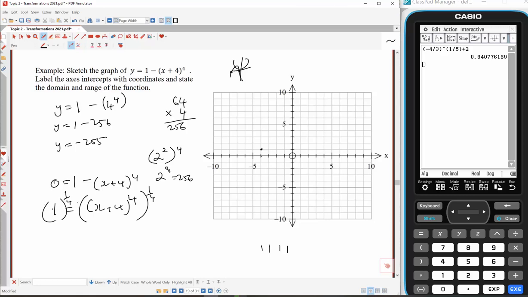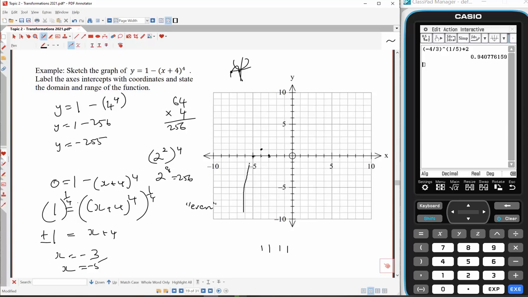Okay, and what's going to happen here is, because I'm 4th rooting, or what I call even rooting, so you're rooting by an even number, what that's going to give you is a plus or minus. So it's important to note that that gives us the plus or minus, which will yield the two solutions. So I've got x plus 4 equals 1, that means x equals negative 3, x plus 4 equals negative 1, then it's negative 5. So there, our values there.